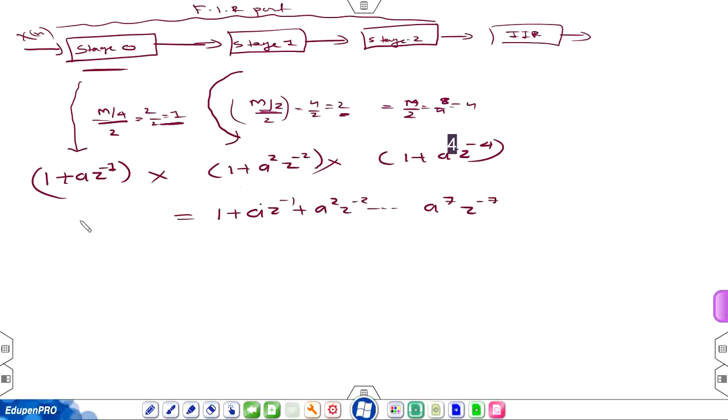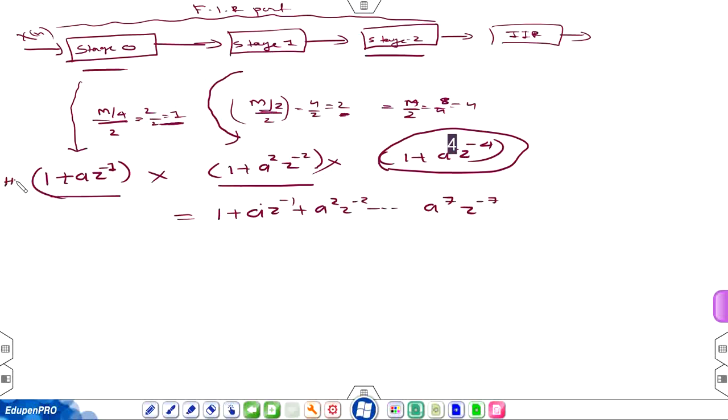Okay, so now we have 3 different independent FIR filters connected in a cascade form. This is stage 0, this is stage 1, this is stage 2. This FIR filter has a transfer function of 1 plus a z inverse, which is cascaded to this filter with a transfer function of 1 plus a square z minus 2, which is again cascaded to the third filter with a transfer function of 1 plus a to the power 4 z minus 4.